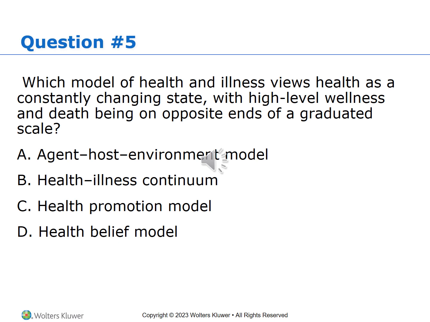Okay, so which model of health and illness views health as a consistent, changing state with high levels of wellness and death being on opposite ends of a graduated scale? A. Agent host environment model. B. Health illness continuum. C. Health promotion model. D. Health belief model. Give you a few seconds.